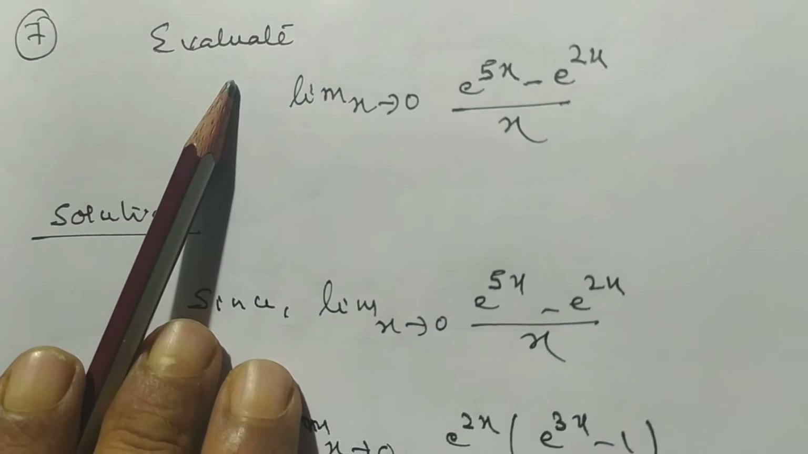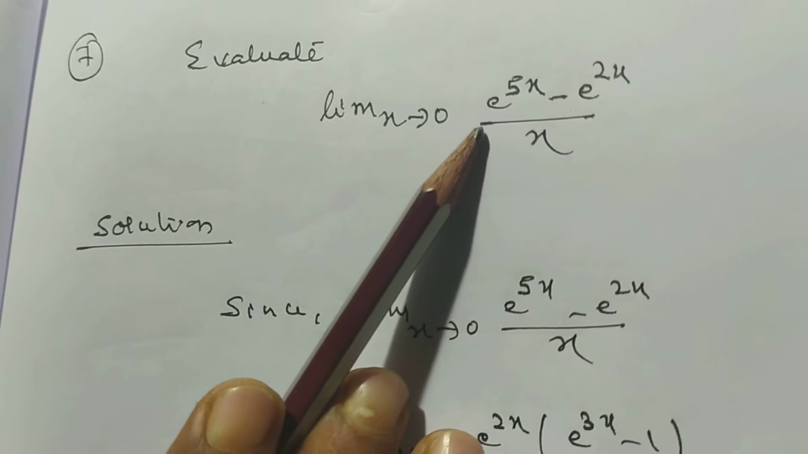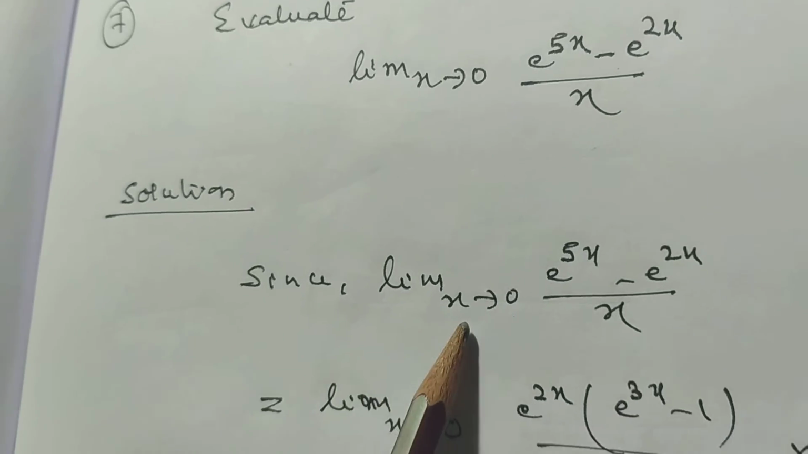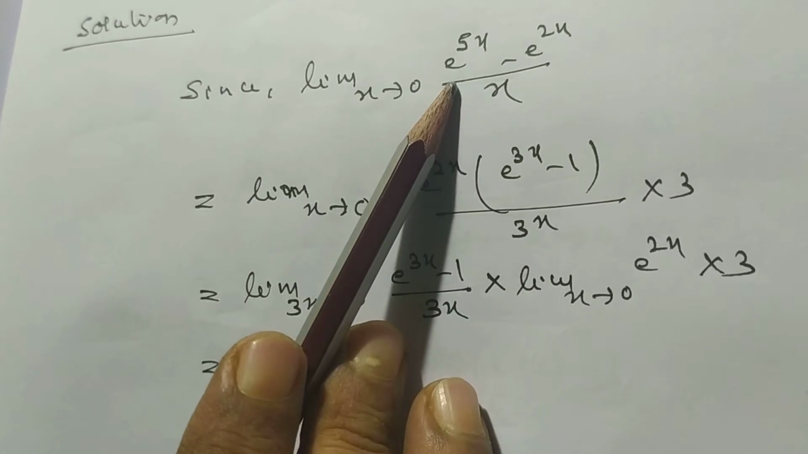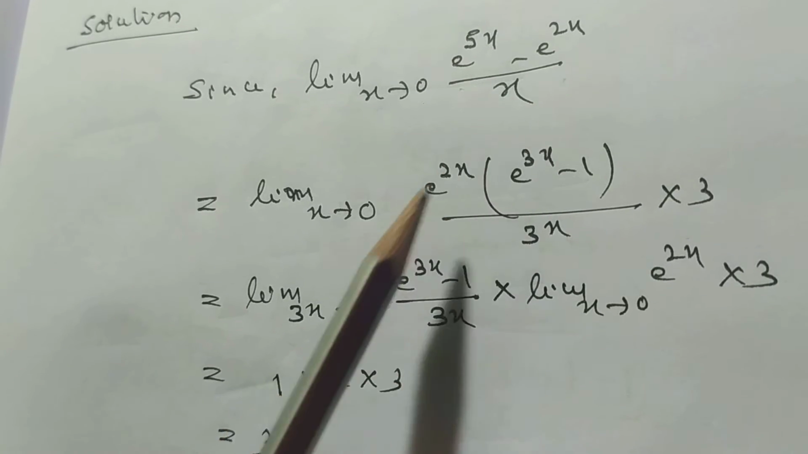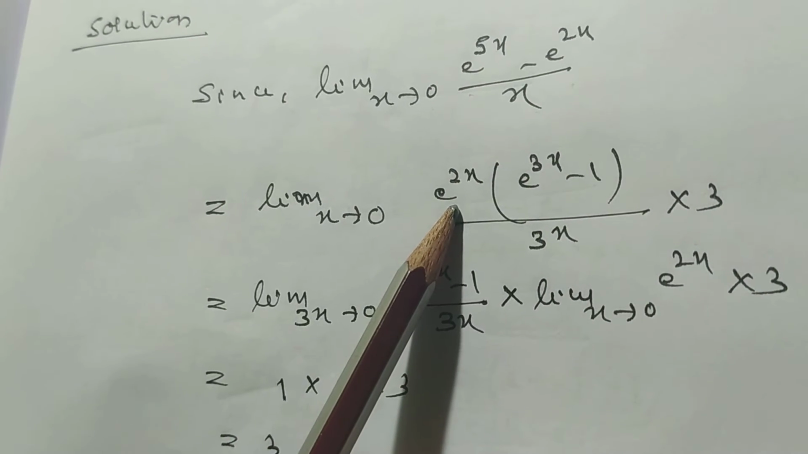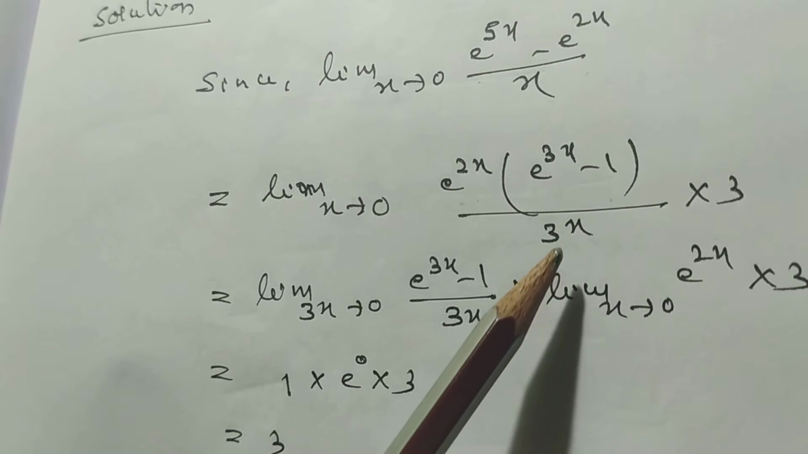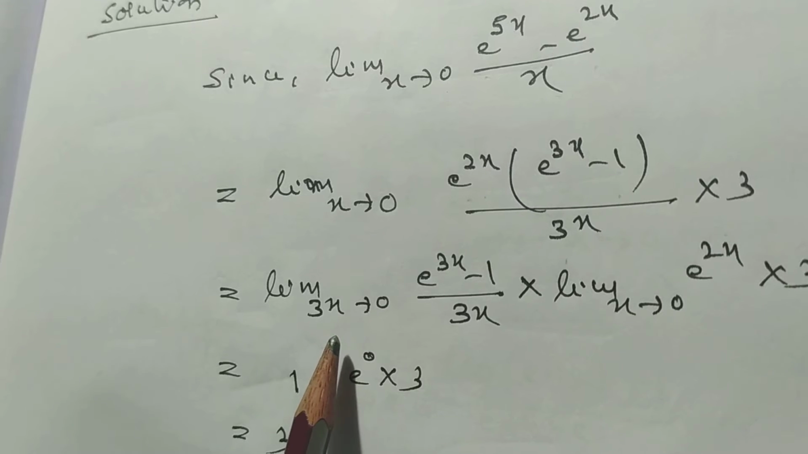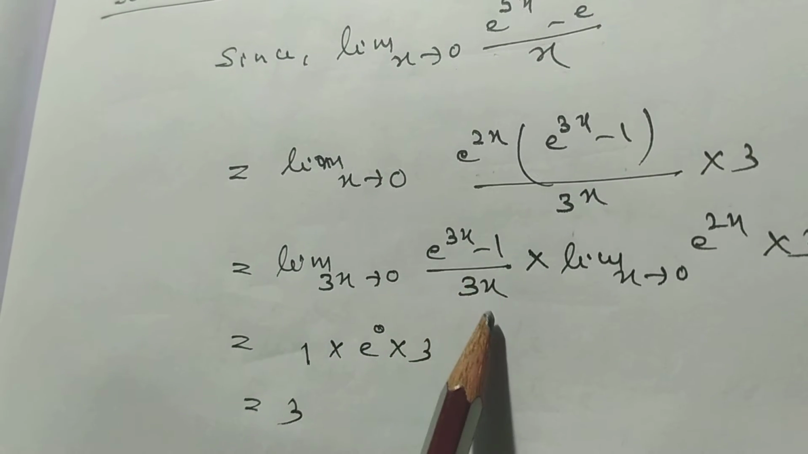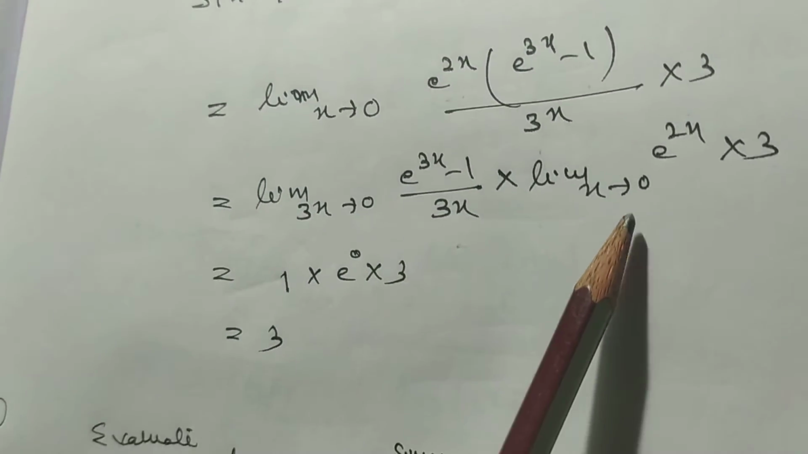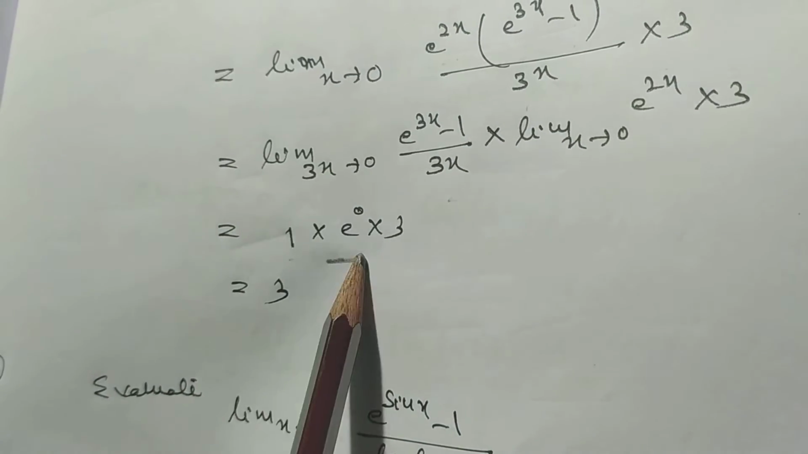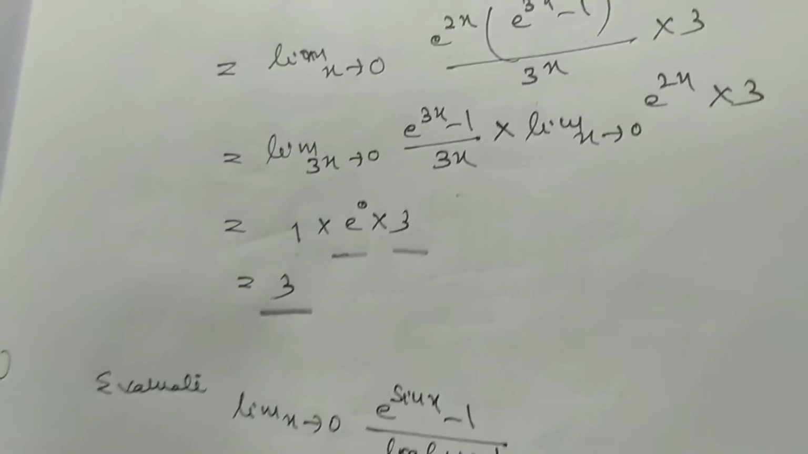Problem number 7. Evaluate limit x tends to 0, (e to the power 5x minus e to the power 2x) by x. Now we take common e to the power 2x. It will be e to the power 2x, (e to the power 3x minus 1) by 3x into 3. So limit 3x tends to 0 (e to the power 3x minus 1) by 3x into limit x tends to 0 e to the power 2x into 3. It will be 1 into e to the power 0 into 3 is equal to 3.